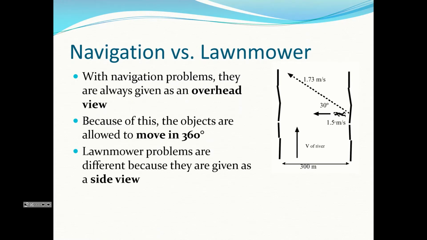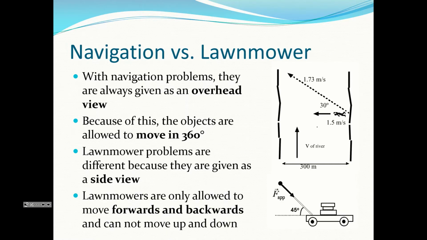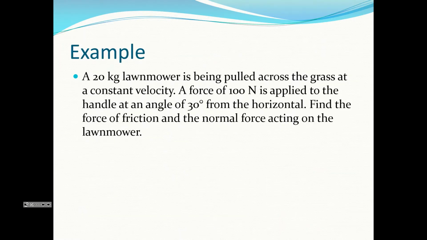But with lawnmower problems, they're different because they're given as a side view. So lawnmowers are only allowed to go forwards and backwards. They can't move up and down, so they can only move in one dimension here, just forwards or backwards. So that's kind of how you tell the difference between them. So we're going to jump right into an example.